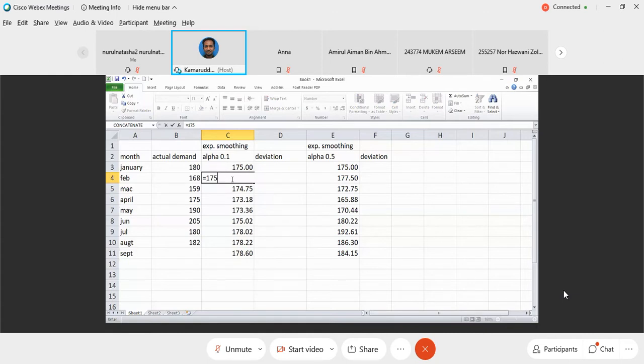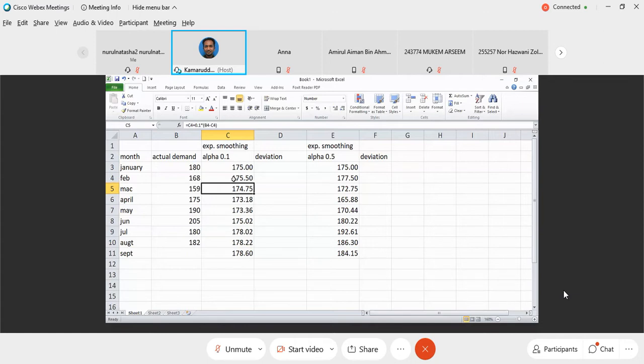175, the forecast in January, plus the alpha value 0.1 multiplied with the actual demand in January, 180, minus the forecast in January, 175. So for February, the forecast will be 175.5. Okay, boleh ya? Boleh dapat ya?